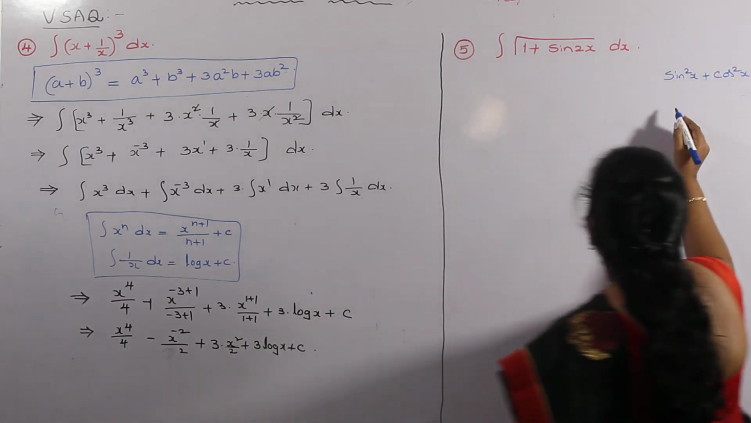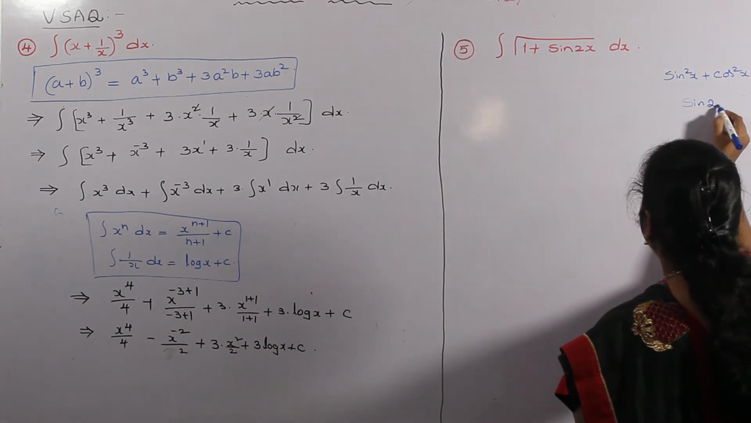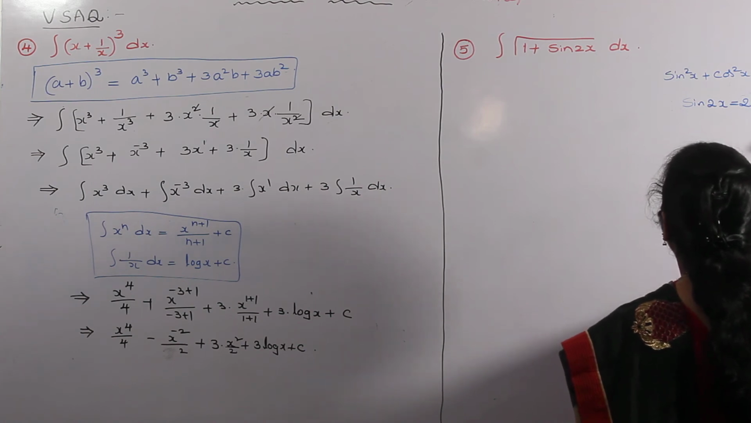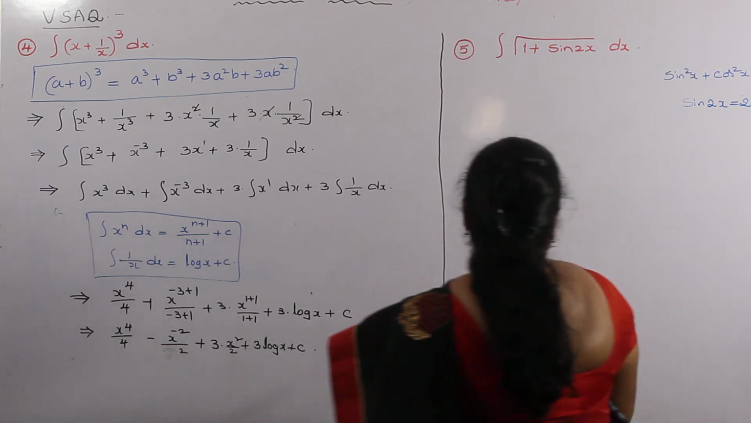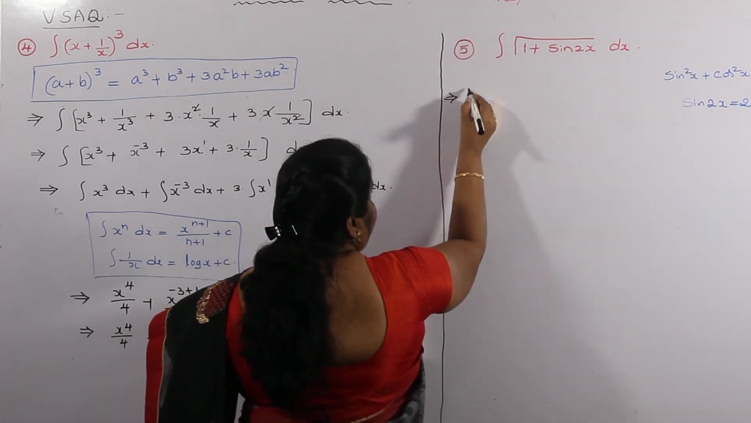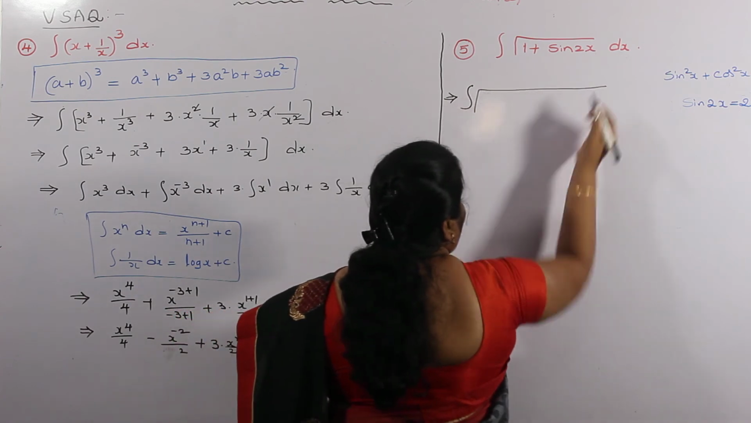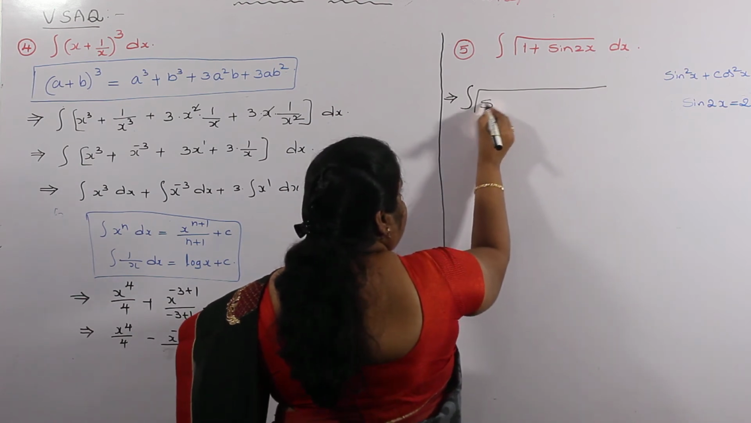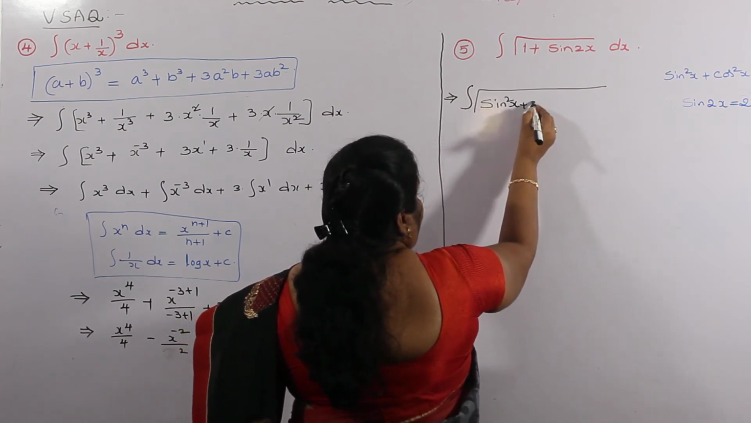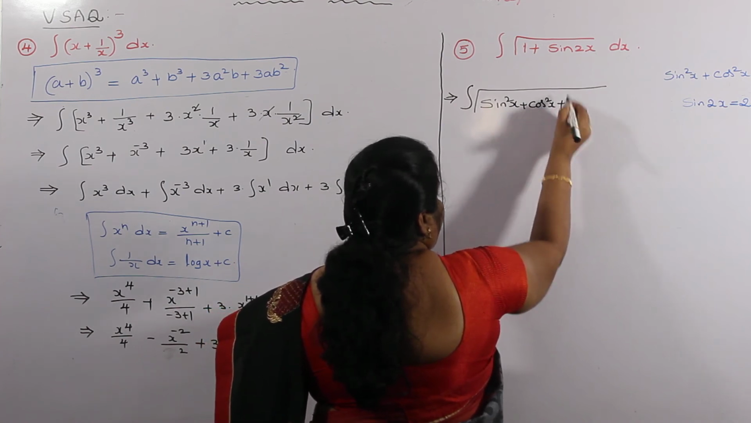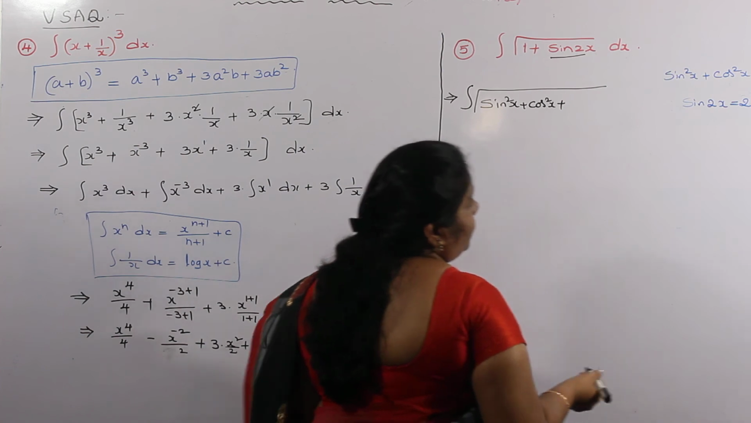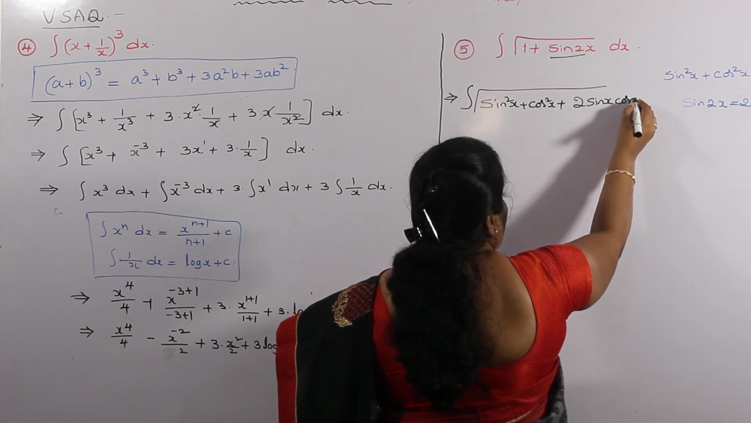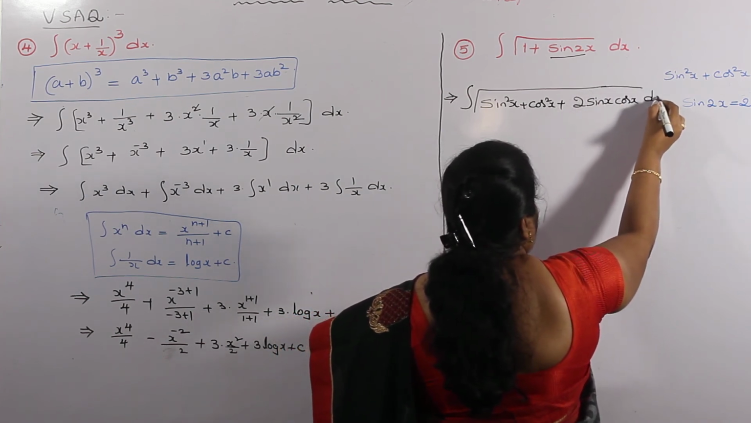And one more formula we have. We have the sine 2x formula also. Sine 2x is equal to 2 sin x cos x. Apply these two formulas here. That is integral of root over, we have the trigonometric identity, 1 is sin square x plus cos square x, plus sin 2x formula is 2 sin x cos x, whole dx.